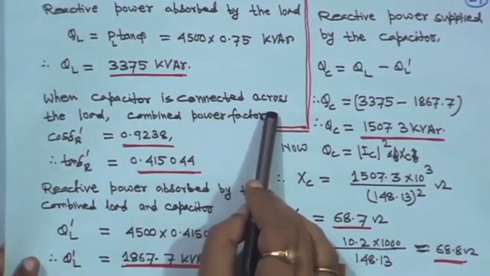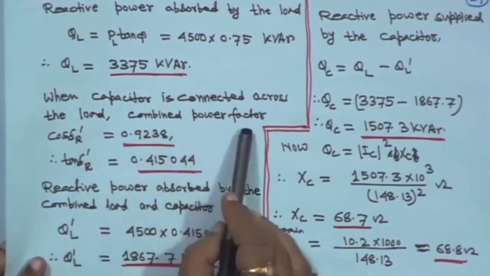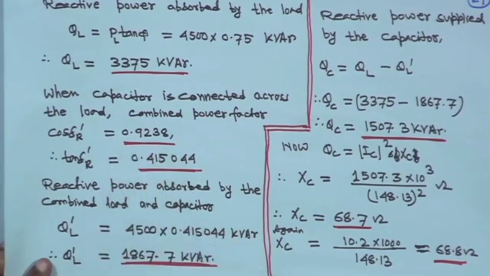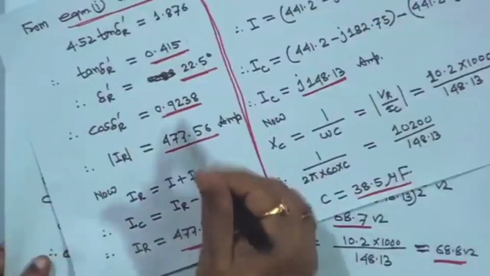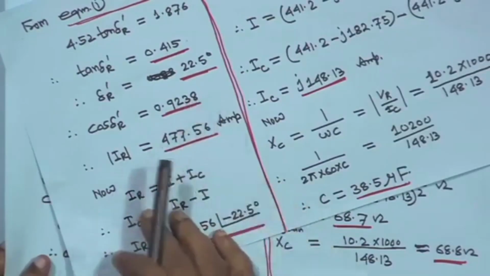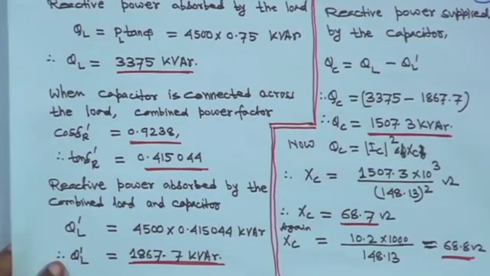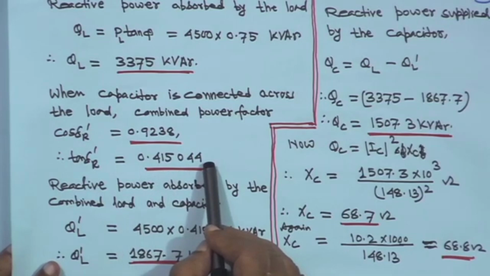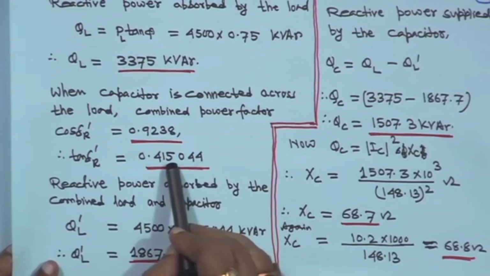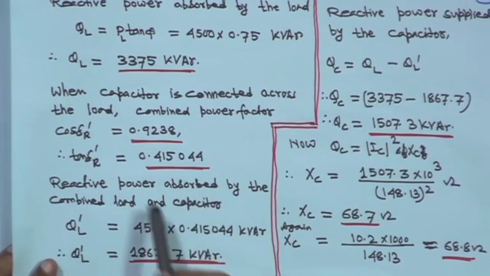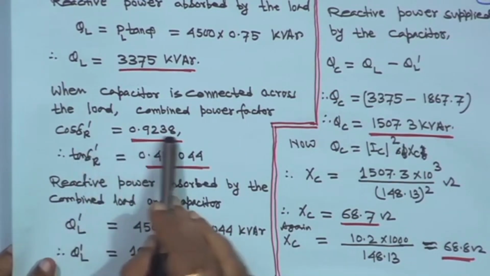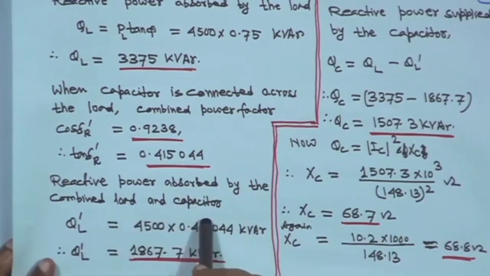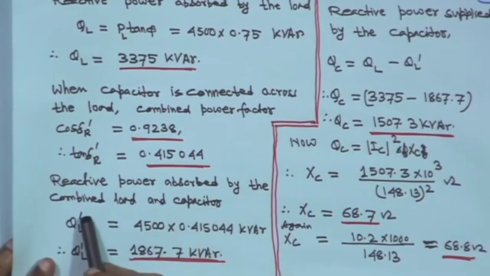Now, when the capacitor is connected across the load, the combined power factor we have got, cos delta R dash, is equal to 0.9238. Therefore, tan delta R dash is equal to 0.415, I have taken, but I also add 3 more digits, 044, you can go up to 3 digits only. So, if cosine delta R dash is this much, therefore tan delta R dash will become this much.